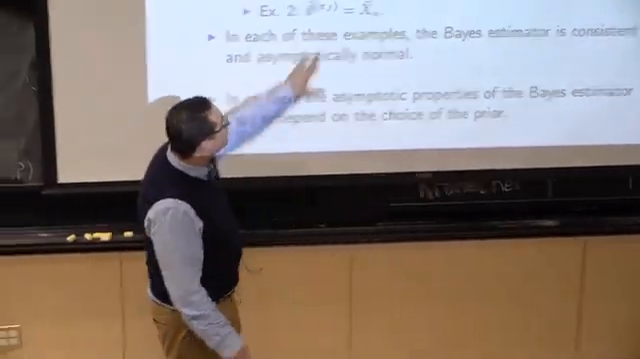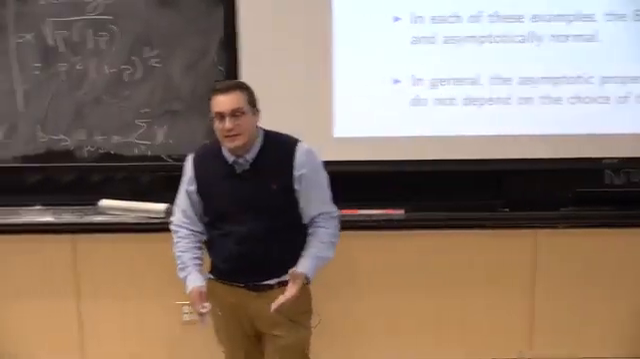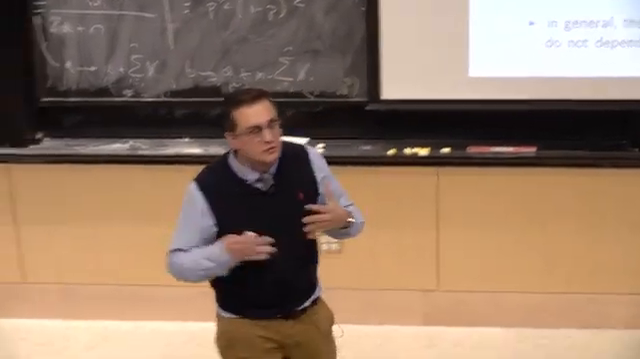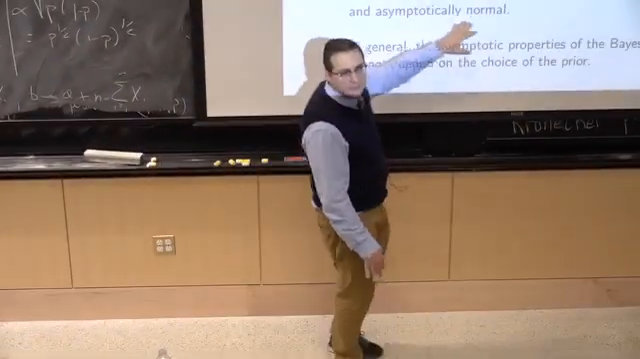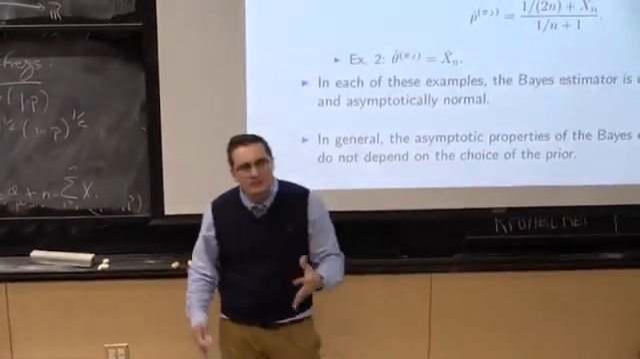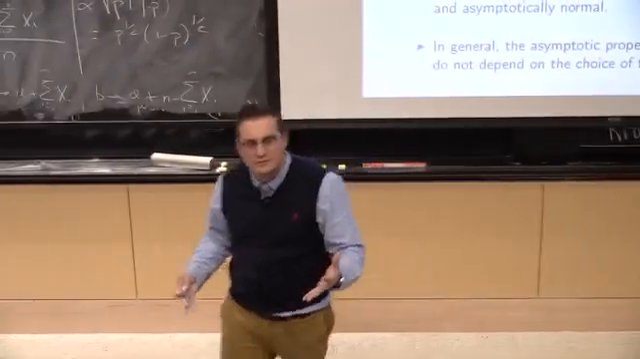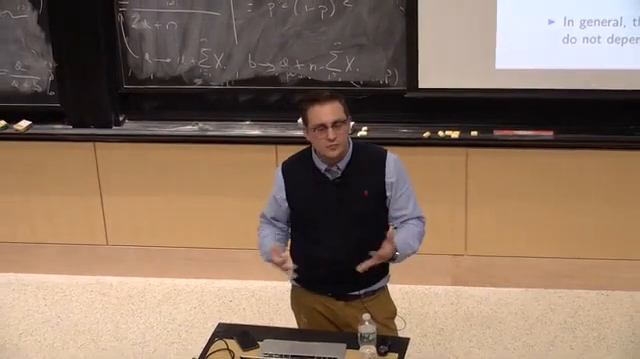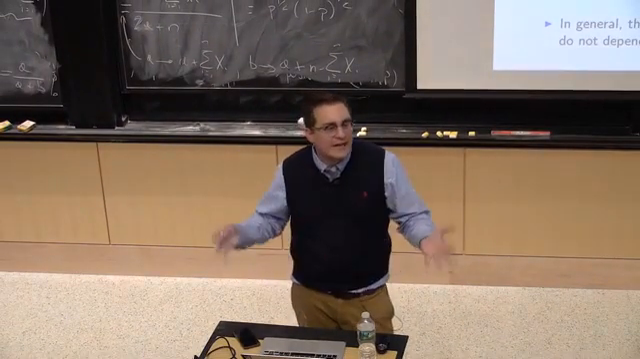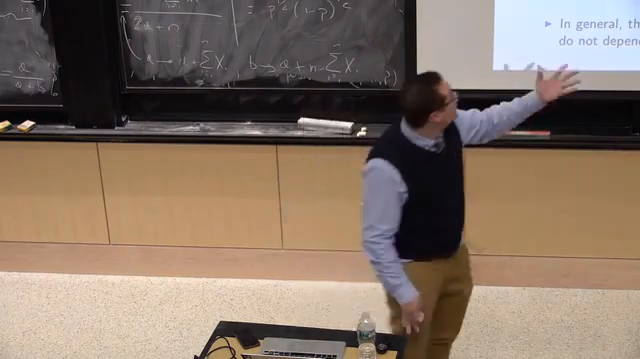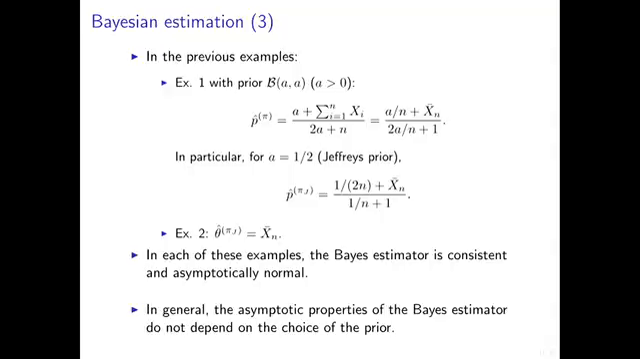And actually, in these cases, you see that the Bayesian estimator is asymptotically normal. This is different from the distribution of the posterior, right? This is just the posterior mean, which happens to be asymptotically normal, but the posterior may not be. I mean, here the posterior is a beta, right? It's not normal. So those are two different things.